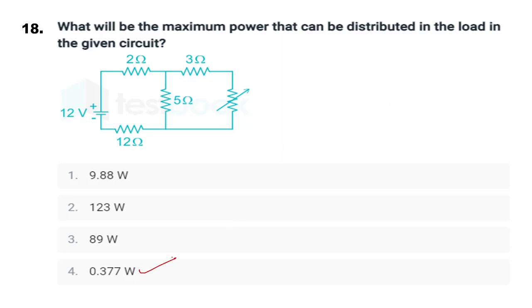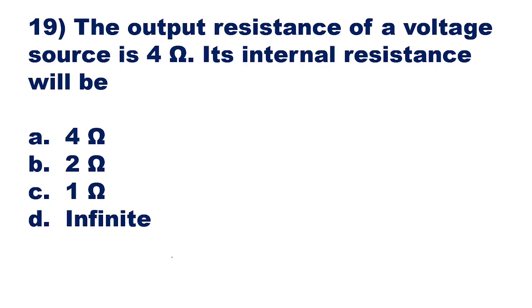Then we'll go to the next question. Question number 19. The output resistance of a voltage source is 4 ohm. Its internal resistance will be how much? Now if the output resistance of a voltage source is 4 ohm, then for maximum power transfer, its internal resistance also should be 4 ohms. So option A will be the right answer here, 4 ohms.